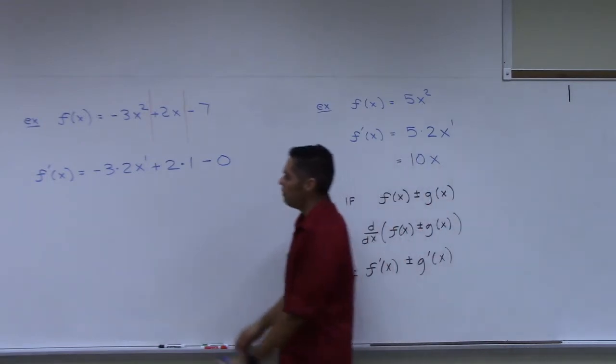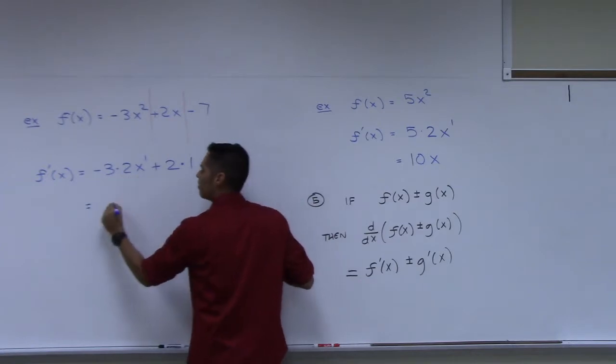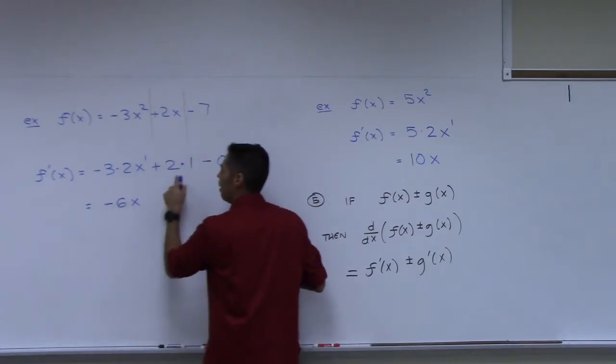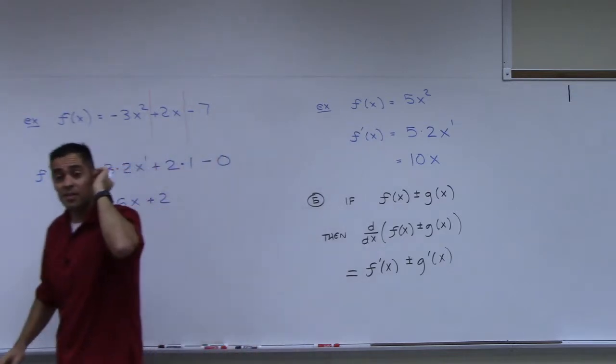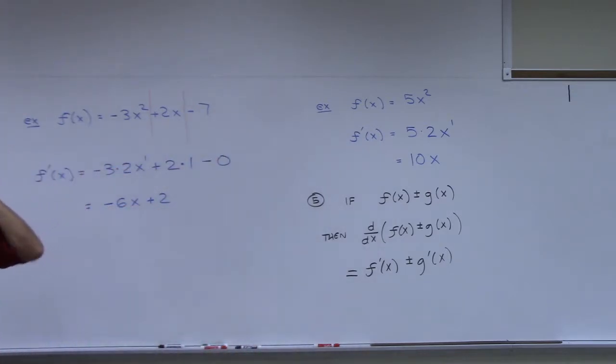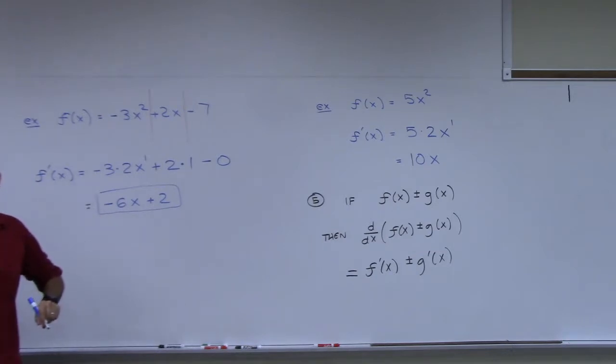And what do we get when we put all this together? We have negative 6x. And then what? Plus 2. Now, if you look back in your notes, didn't we get negative 6a plus 2? We got negative 6a plus 2. But now we're doing everything with x's instead of a's. Isn't that a lot faster than what you did by hand with the limit?